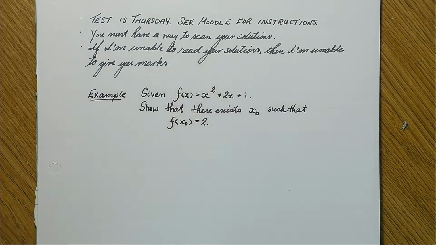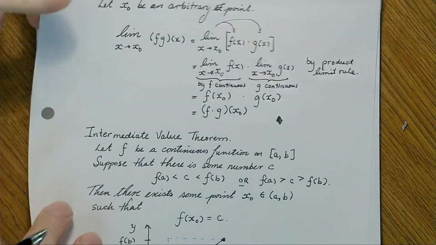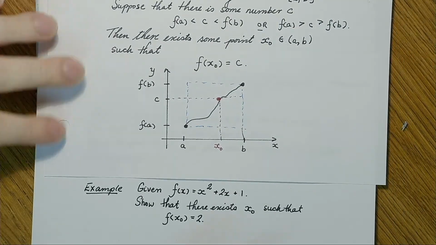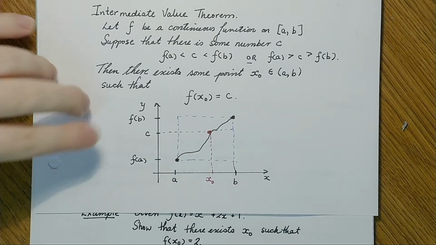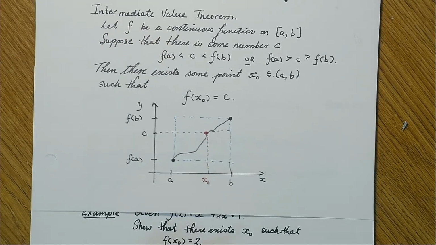Okay, so again, we have this intermediate value function that we need to look at. And in this case, we're not given some.